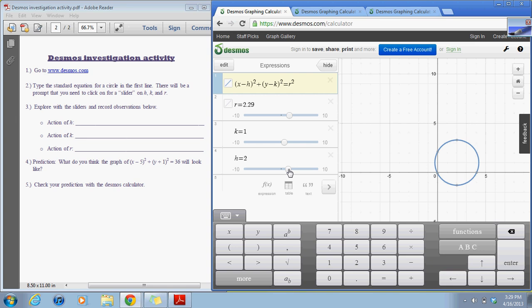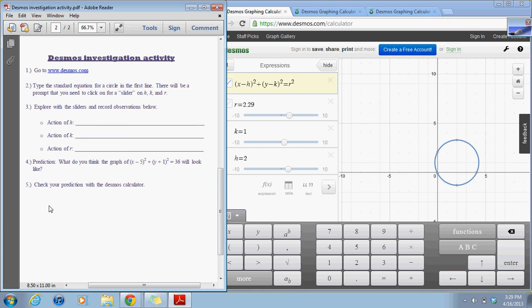Once you've had some ample time to play around with those sliders, we're going to want you to make a prediction. So now I'm looking at step 4 on the left-hand side. What do you think the graph of x minus 5 quantity squared plus y plus 1 quantity squared equals 36 will look like? So what I want you to do is actually pause the video right now and make a prediction. Okay, so go ahead and hit pause. I'm going to show you the answer in just a minute, so you want to have ample time. Go ahead, pause the video.